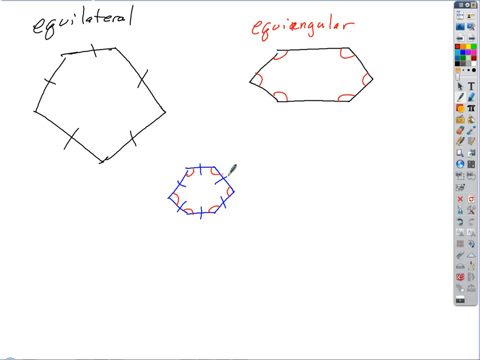Okay, what about that one? It's a regular. Equilateral. Okay, it's both. Anybody know what we call a polygon that is both equilateral and equiangular? Regular. Perfect. Good guess. It's called regular. So a regular polygon is both.